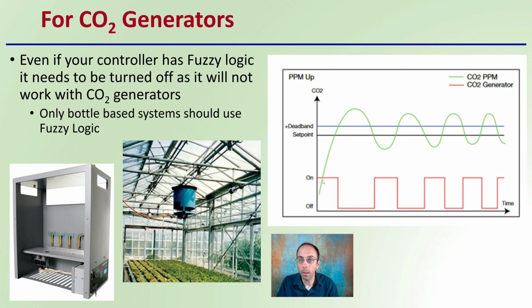So here we can see the generator is an on-off system. Bottle systems allow for pulse dosing, which you cannot use with a generator system. There are different forms of generator systems. You can see here we have an unvented one, and here we have one in a greenhouse setting.